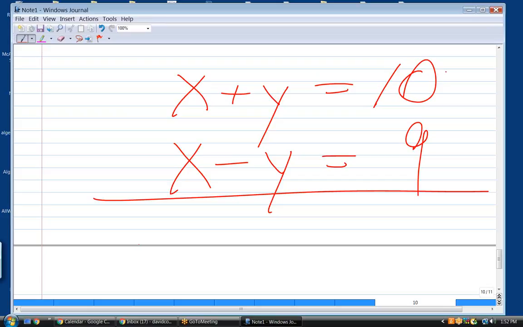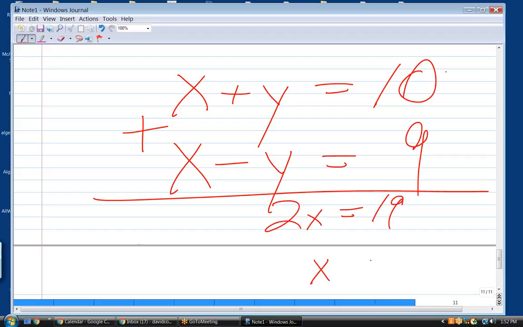If I add the two equations right now, what variable goes away? Y. Correct. So let's do that. What goes below here? 2x is equal to 19, which means x is equal to 19 divided by 2.